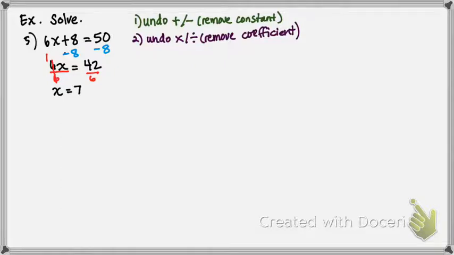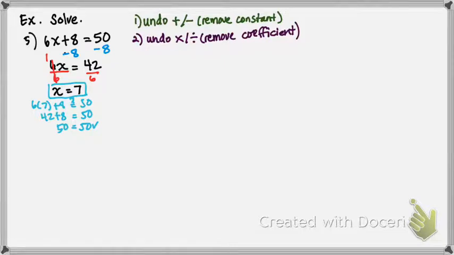So we can check that. Takes a little bit longer now. And then we get 42 plus 8, 50, and yep, we get 50 equals 50. So then we have to say, yep, x has to equal 7.